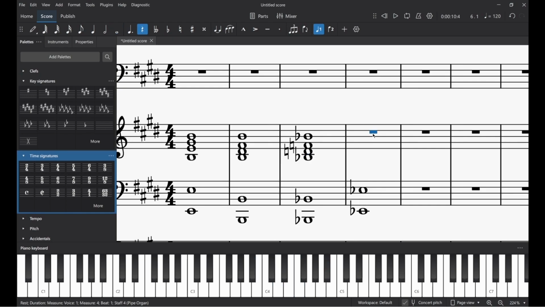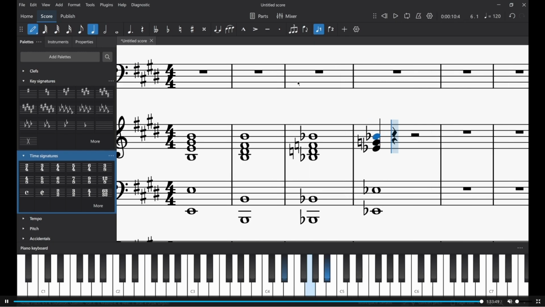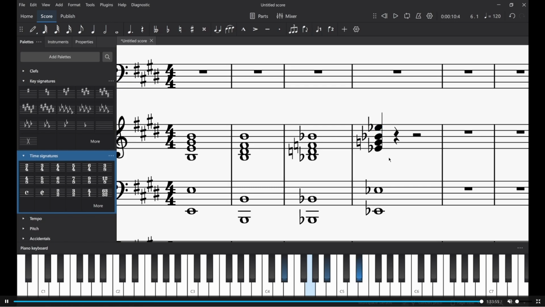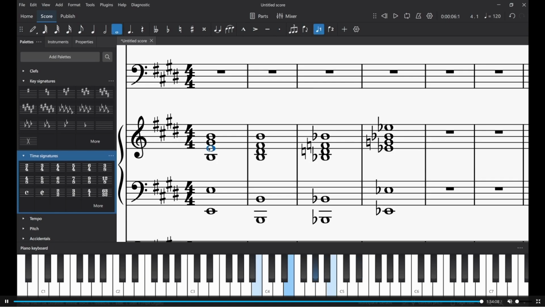The new playback is a little buggy, so you get those weird notes holding over. I'm not exactly sure why it does that or how to fix it, but that's the thing it does. So here we have our bass chords.